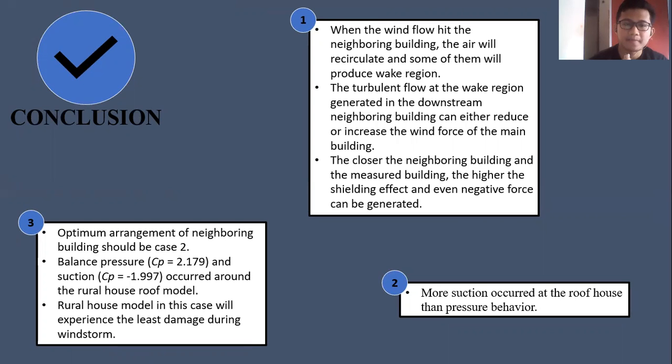The rural house model in this case will experience the least damage during a windstorm.